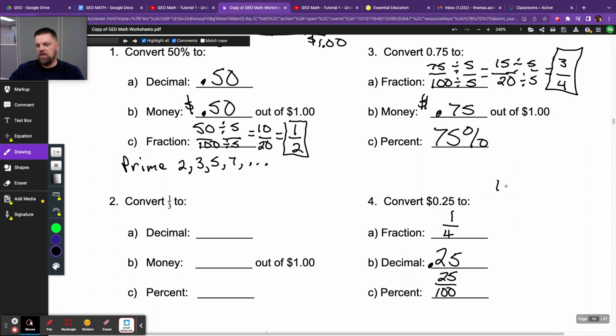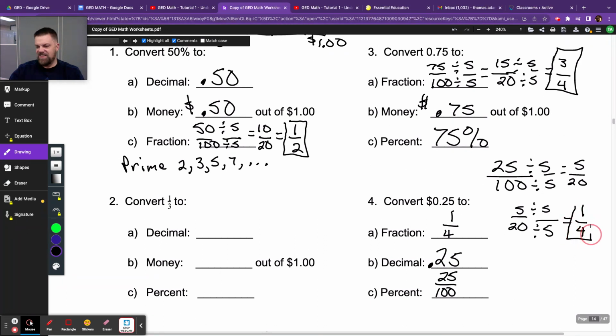Okay, let's go over it again. If I do this prime factorization, what's 25 divided by 5? 5. So that's 5. What's 100 divided by 5? 20. But are 5 and 20 divisible by 5? Yeah. Okay. So what's 5 divided by 5? 1. And what's 20 divided by 5? 4. Here it is. I see. Okay, good job.